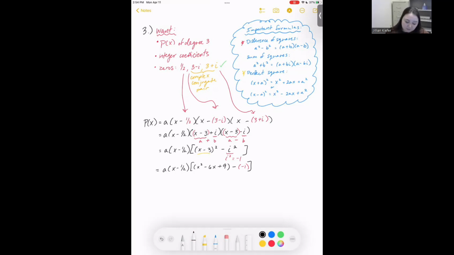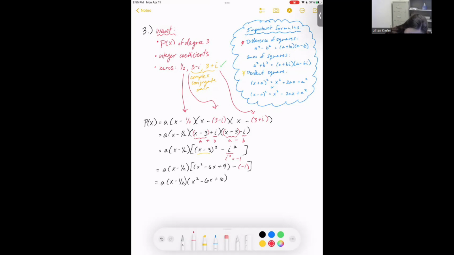And now we're just simplifying. We've got a times x minus 1/2, and really we're just adding a 1 to that longer polynomial there. So this is x squared minus 6x plus 10. And now that we have this statement, we still have to multiply. We're going to have to multiply x minus 1/2 and x squared minus 6x plus 10 together.